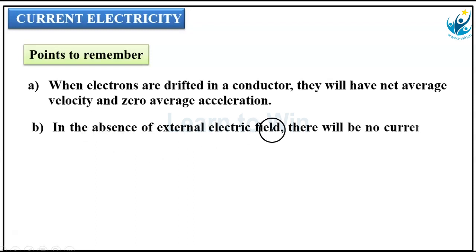In the absence of an external electric field, there will be no current. Why? Because the net rate of flow becomes 0. The number of charge carriers, meaning electrons, moving from left to right and right to left at a point are the same. Hence, the net rate of flow becomes 0. That implies no current in the conductor in the absence of an external electric field.